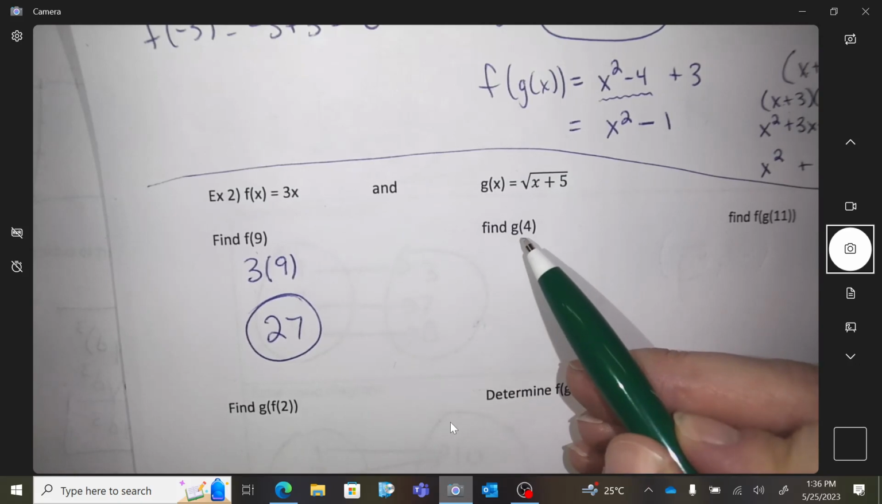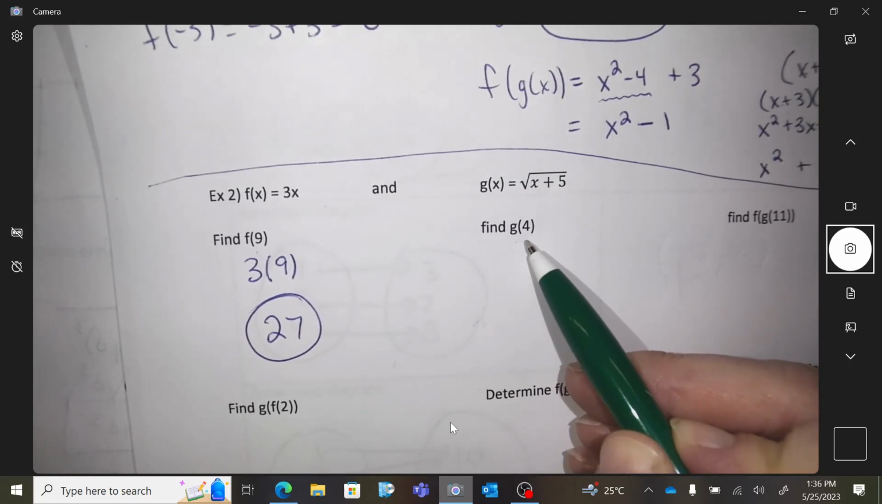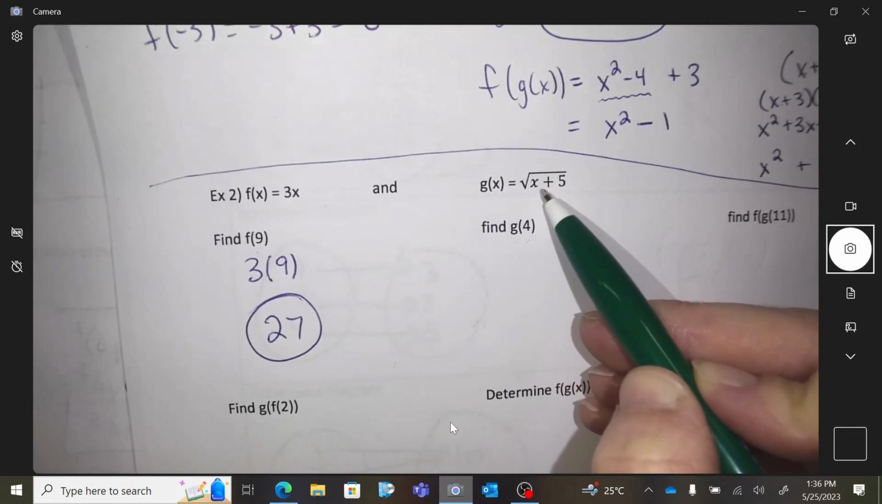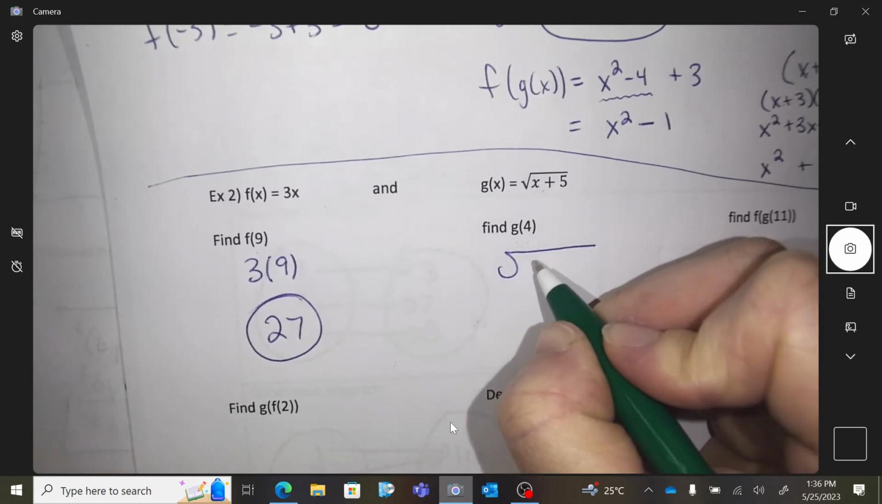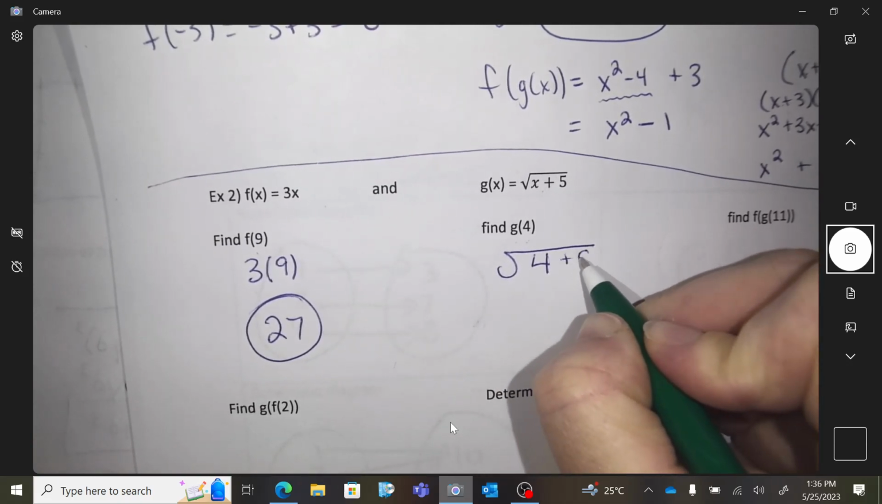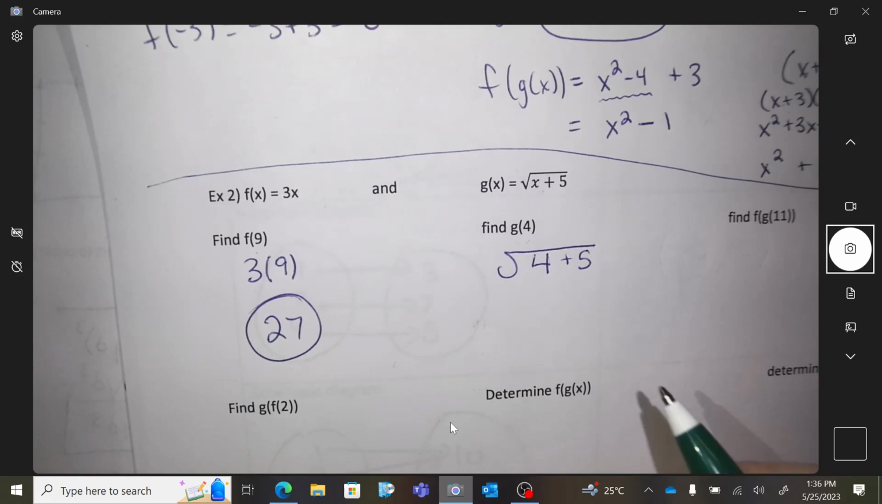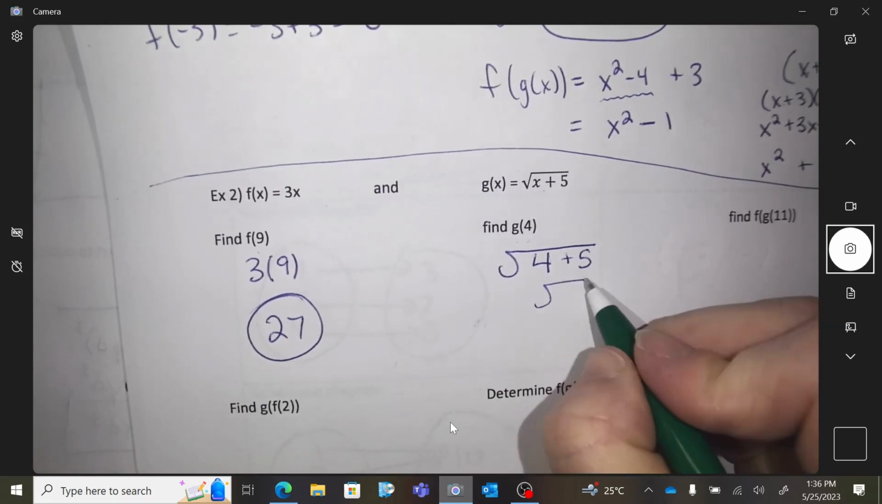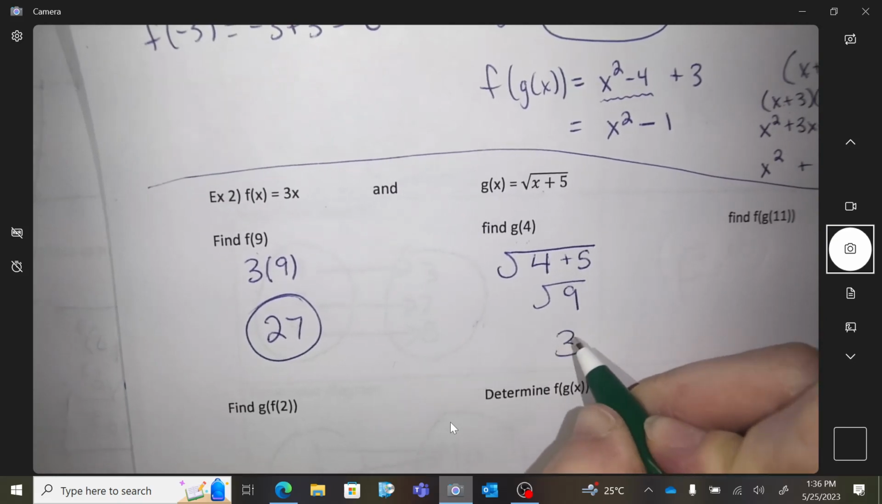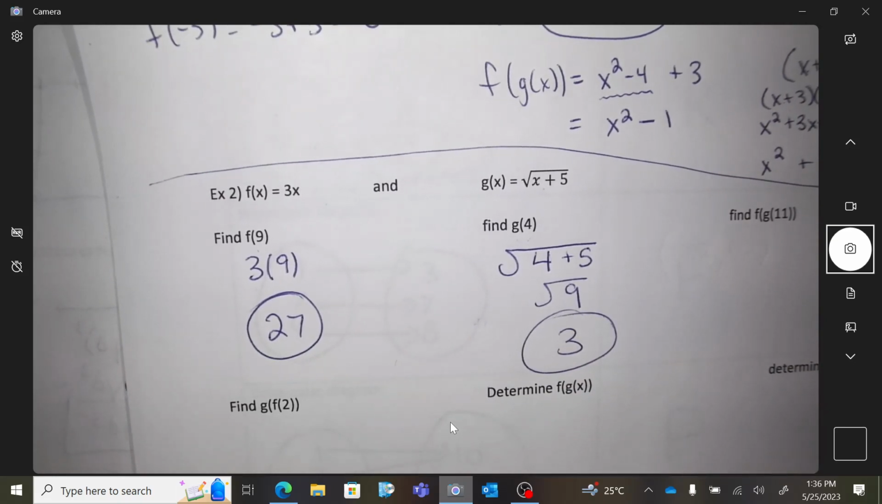Okay, the next one says, what is the g of 4? So plug a 4 into the g function. So it would look like this, the square root of 4 plus 5. So there's my plug-in, my input. Square root of 9. So that has an answer of 3.